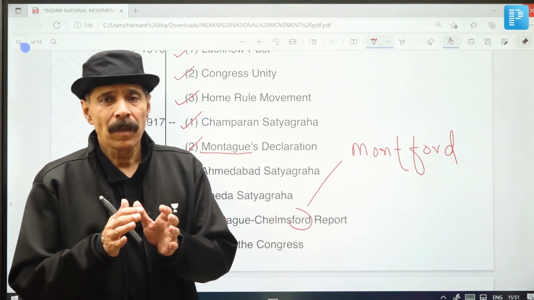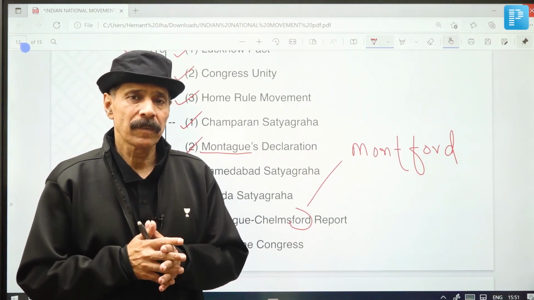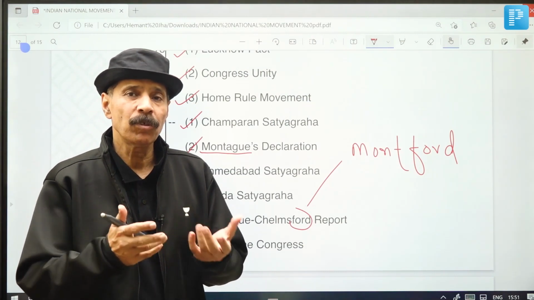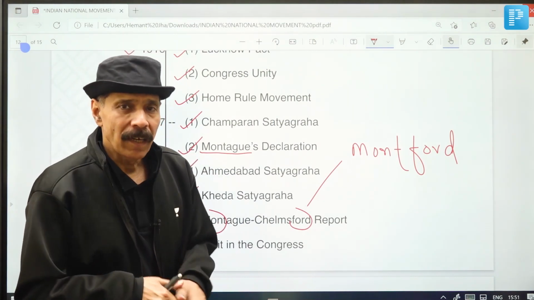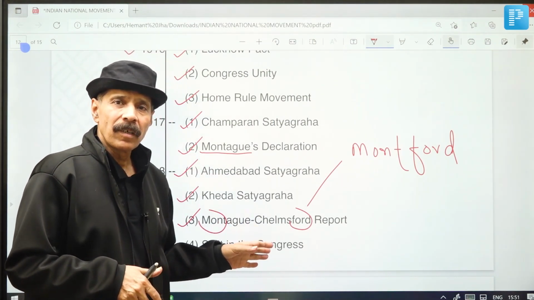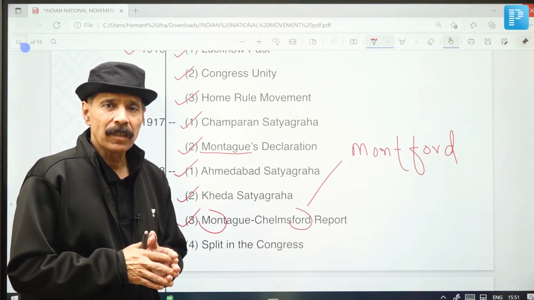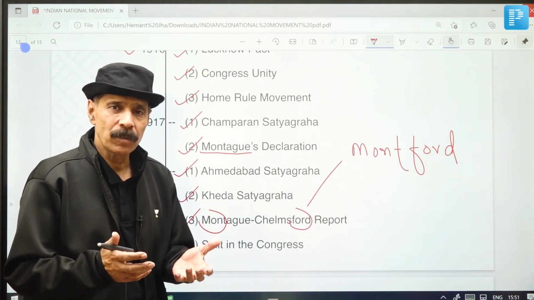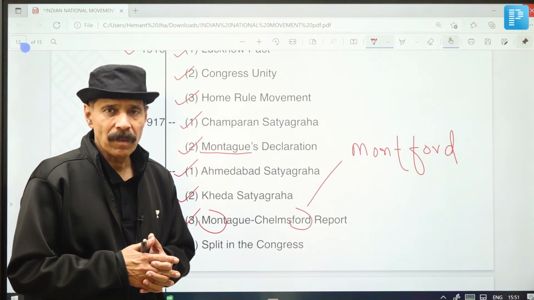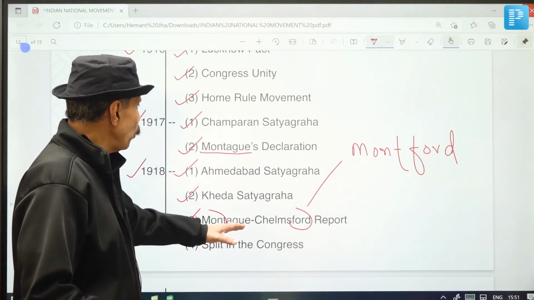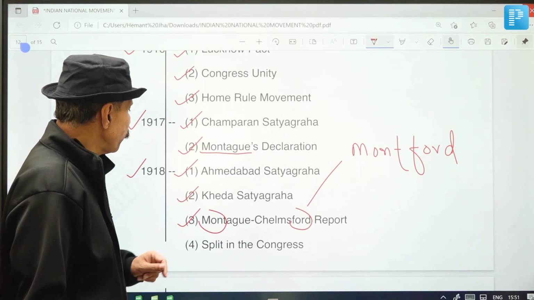was a report that contained the provisions related to the future Act, that was Government of India Act 1919. And this report contained a very, very important aspect of the constitutional reform, and that was introduction of self-government for Indians. And this followed Montagu's declaration that was made in 1917.